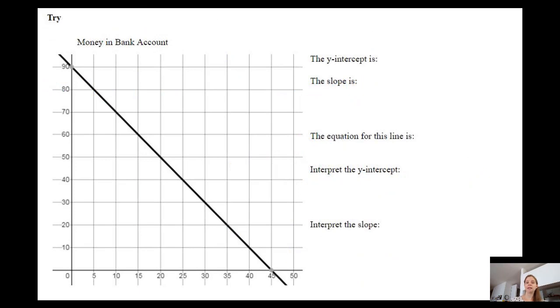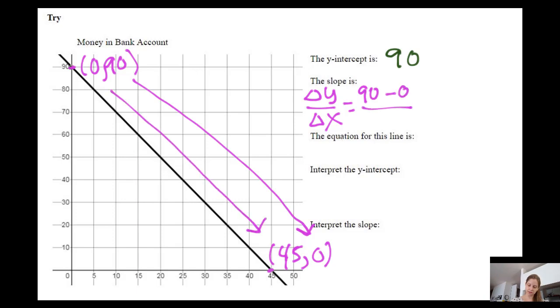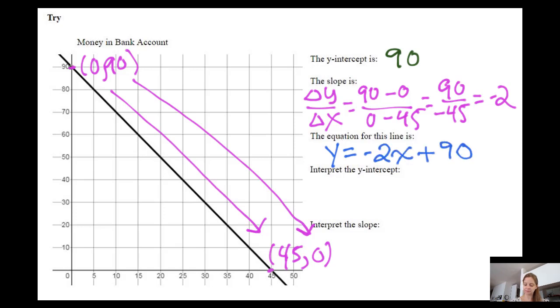So we've got this graph labeled money in bank account. The y-intercept is 90. The slope is the change in y over the change in x. I'm going to choose this point (0, 90) and this point (45, 0). And I'll go like this. So 90 minus 0 over 0 minus 45 equals 90 over negative 45 equals negative 2. So the equation for this line is y equals negative 2x plus 90.